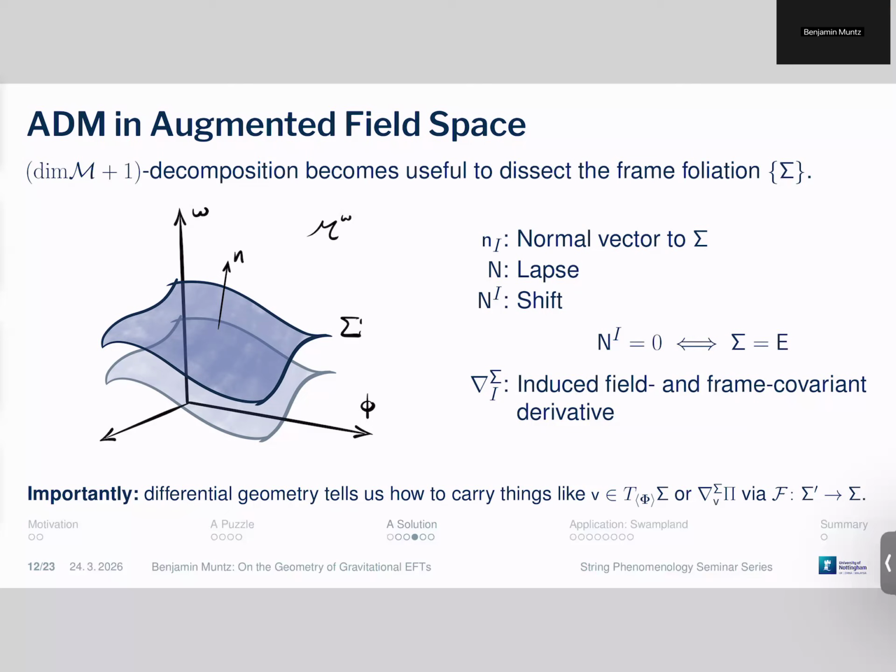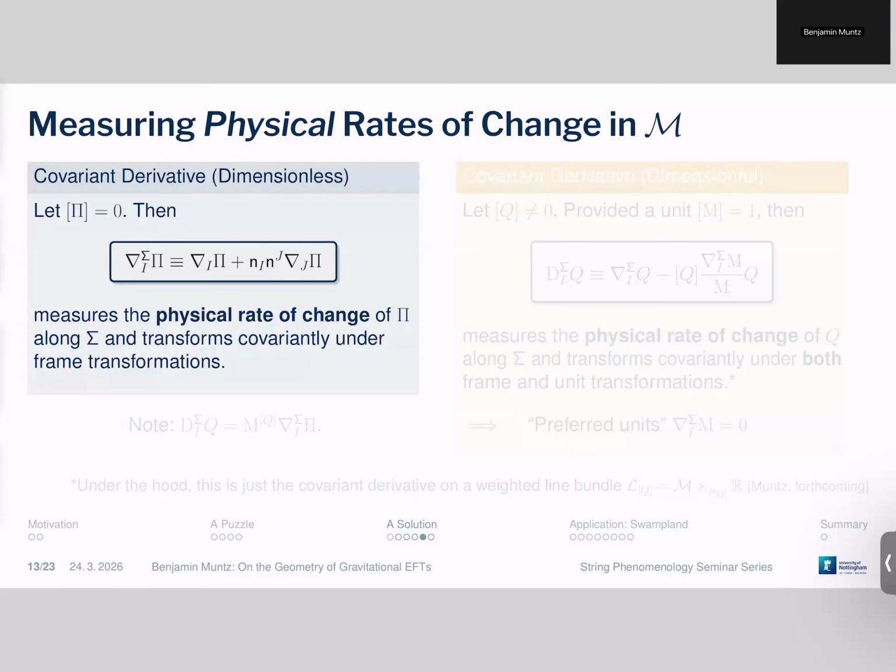And one can also ask how things vary along hypersurfaces by computing things like the induced covariant derivatives. So you can ask, for instance, say I have a dimensionless quantity and I want to figure out how it varies in a particular frame. Then I can compute the variation using the induced covariant derivative on that hypersurface, and this will transform covariantly under frame transformations.